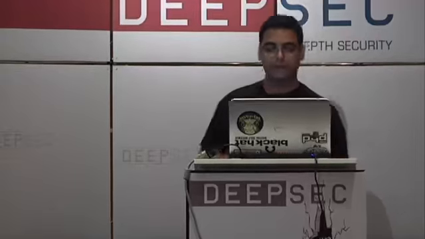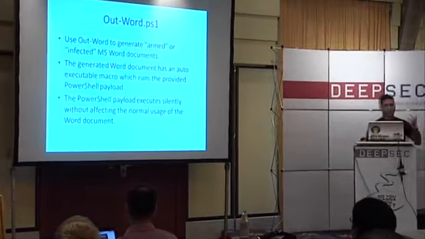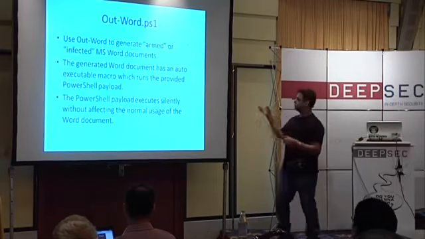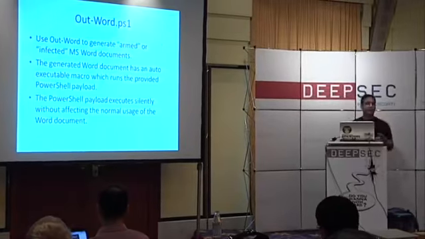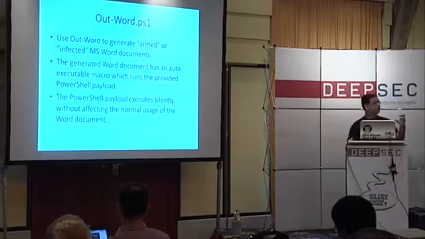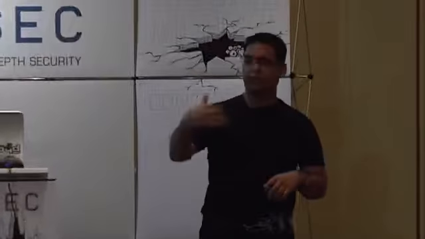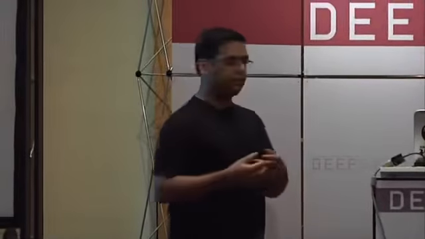So yeah, let's begin. Outward. Just for a quick introduction, most of the things, also the built-in commands in PowerShell, are named in the format verb-noun. So that's the way I have named these things. Use Out-Word to generate armed, weaponized, infected Word documents. It contains an auto-executable macro. As soon as the victim or the target opens that document, that macro gets executed, it calls PowerShell, and we can do the stuff. It is not detected, at least when I wrote it and tested it with some antivirus. And even if it gets detected, we can always change a few things.